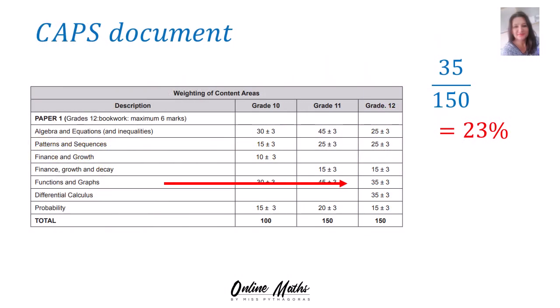From the CAPS document, it's very clear that 35 out of the 150 marks are all dedicated to functions and graphs. So this means 23% of your paper is on functions and graphs. And then the bad news is that this is predominantly a grade 11 topic where you will discuss the parabola, the hyperbola, and the exponential function. And then there's only the grade 12 inverse chapter that was added here.